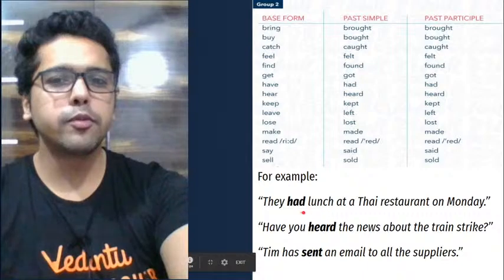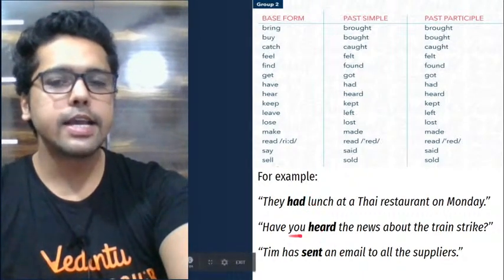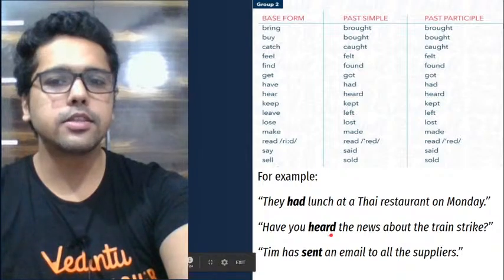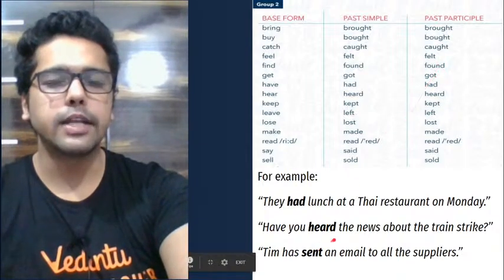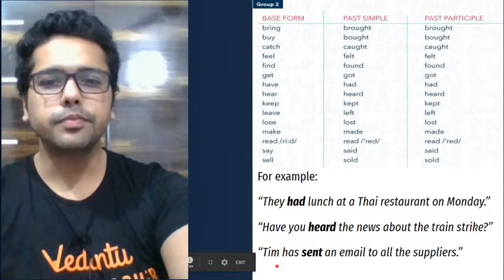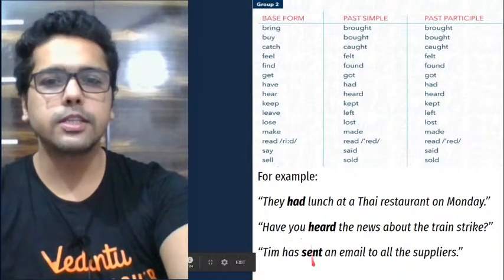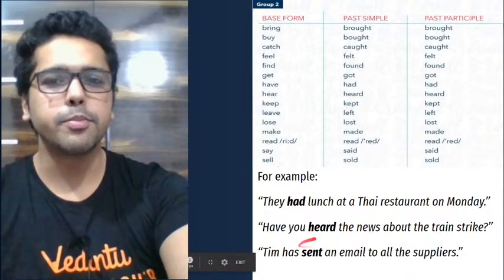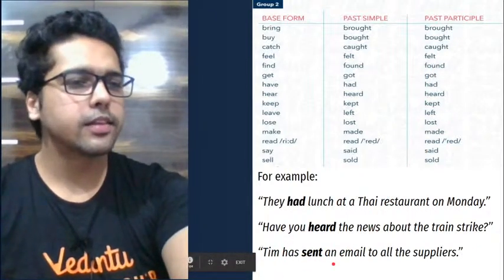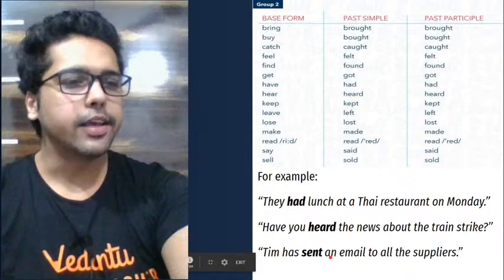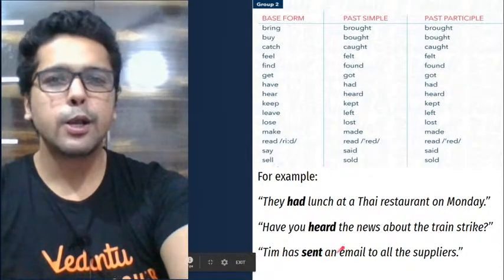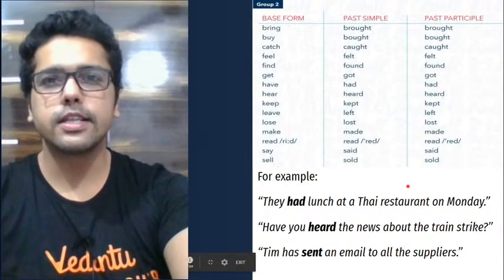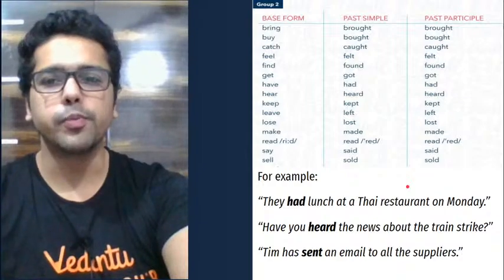So in the first sentence, had is used as the past tense. In the second sentence, heard is used as the past participle. Have you heard? Third form. Tim has sent. These are present perfect tenses, so of course you'll use the past participle, sent. Take a screenshot of this also, guys. This is group 2.